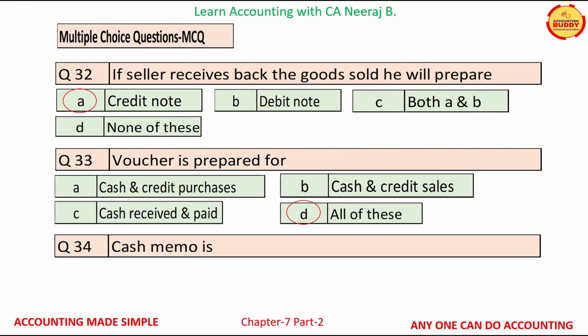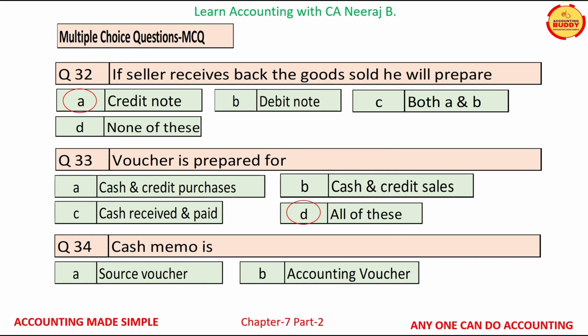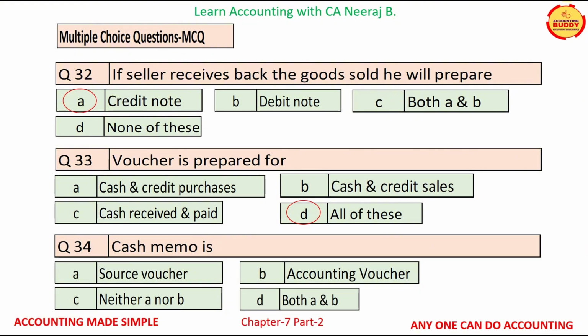Question number 34, cash memo is, and the options available are option A source voucher, option B accounting voucher, option C neither A nor B, option D both A and B. And the correct answer is option A, source voucher. Cash memo is a source voucher.